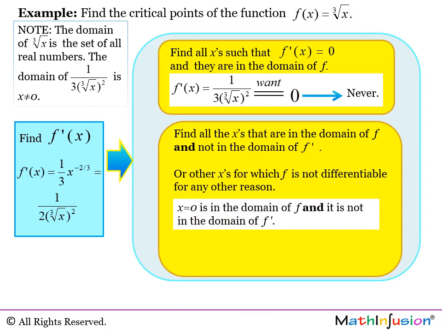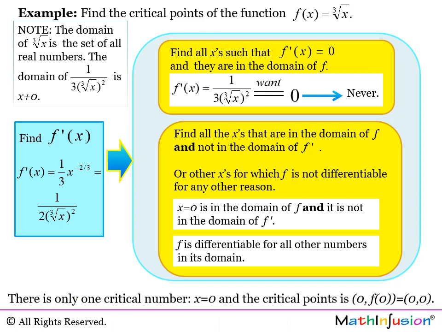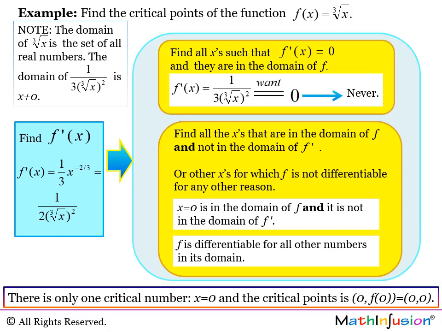And we already know x equals 0 is in the domain of the function, but it's not in the domain of the derivative. And f is differentiable for all other numbers in its domain except the x cannot be 0. So we can conclude that there is only one critical number, x equals 0, and the critical point is 0 of 0, which is 0, 0.